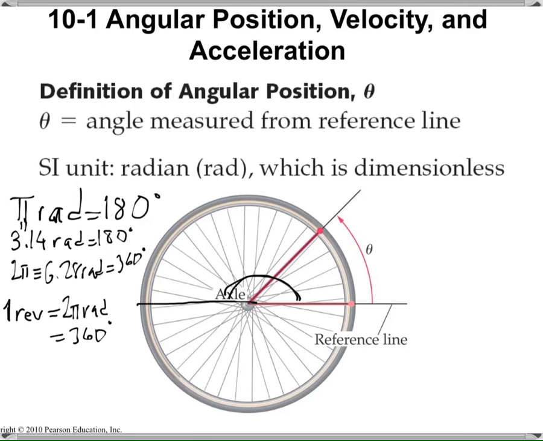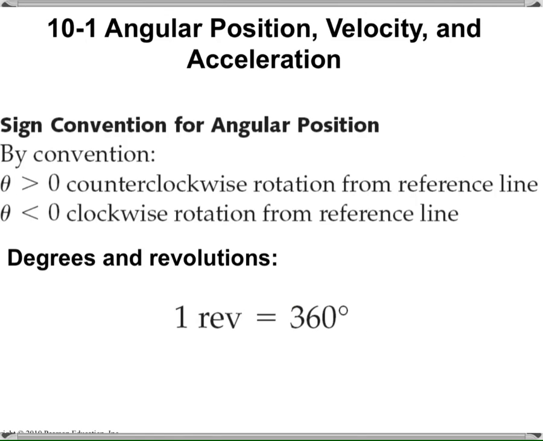So there are already three different units for angular displacement: one is revolution, one is radian, and one is degrees. I don't know if there are other units for angular position. Okay, that's all about the angular position. But the thing is, when you measure the angles, in which direction is the angle positive?